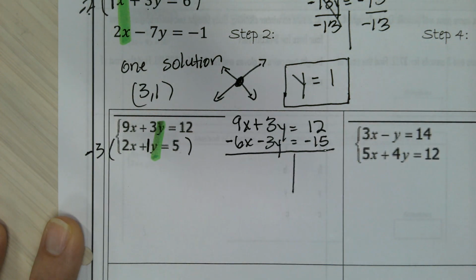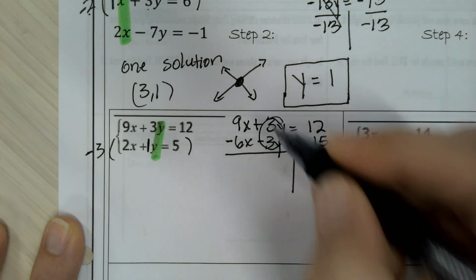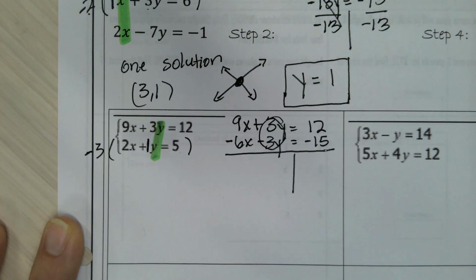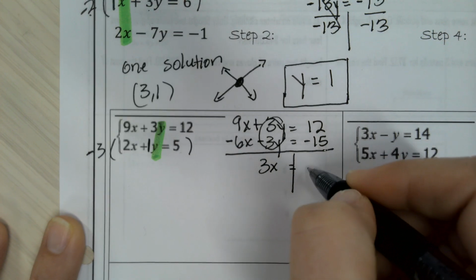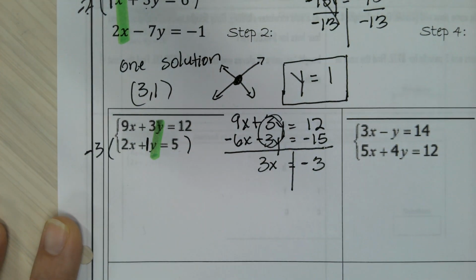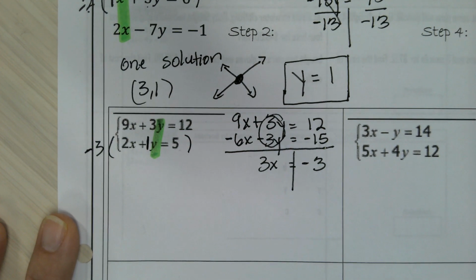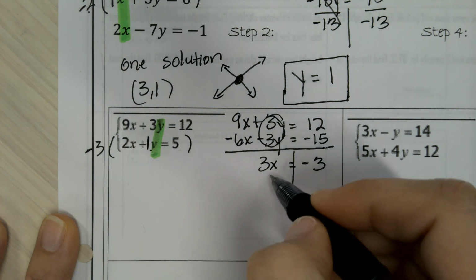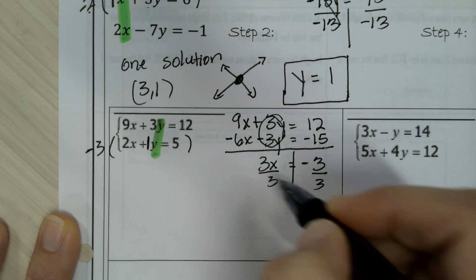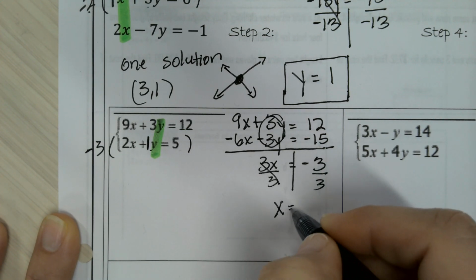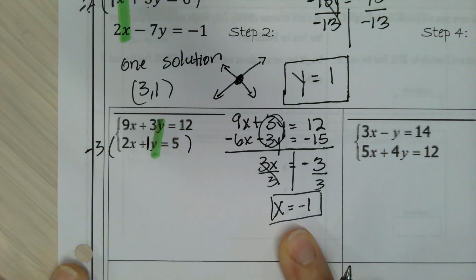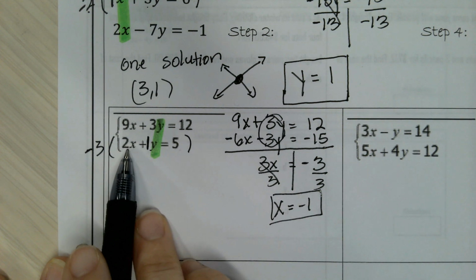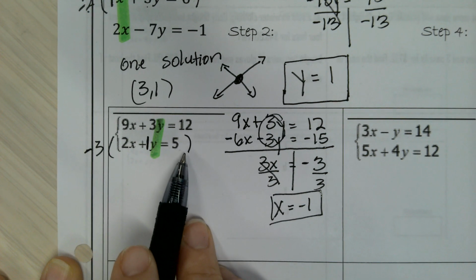So if I do that, now my y's zero out, and I have 3x left on the left side. I have negative 3 on the right when I add them together. And then I'm going to divide by 3 here. So x ends up being negative 1. Now I'm going to use the number negative 1 for x to find y. So I'm going to go back to this original equation here.